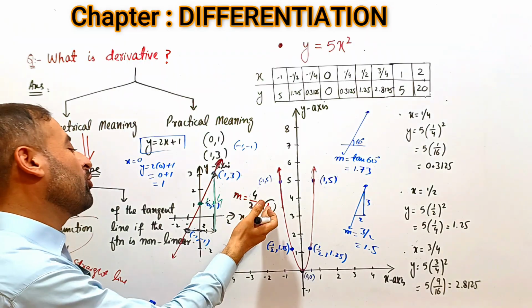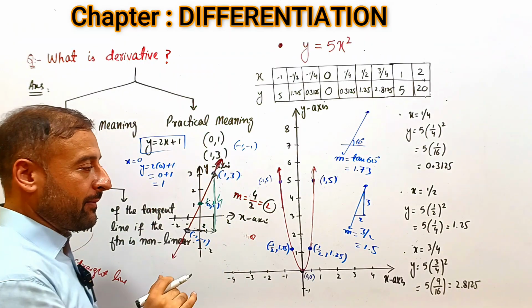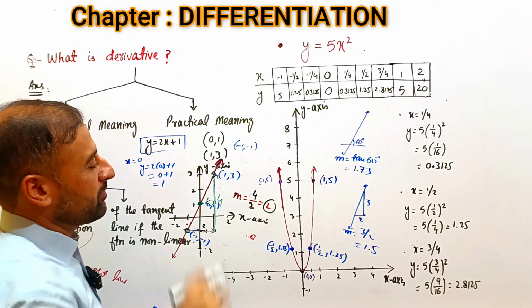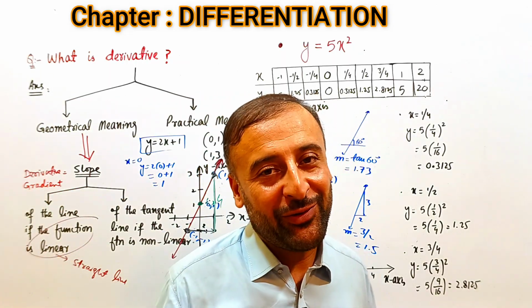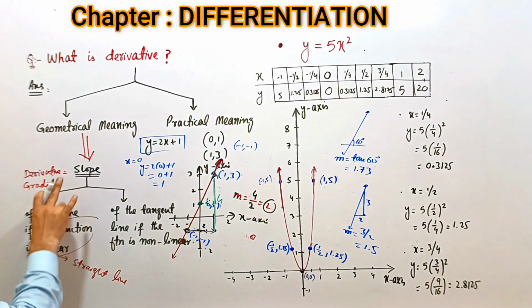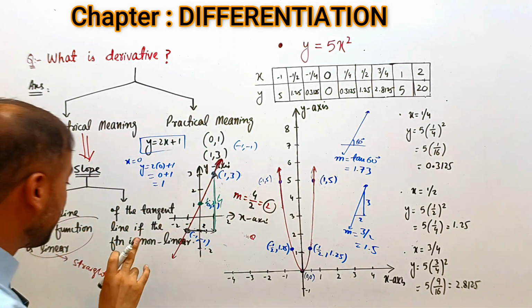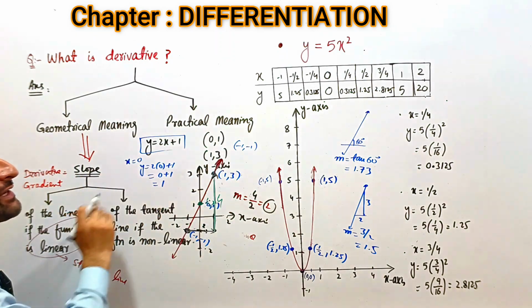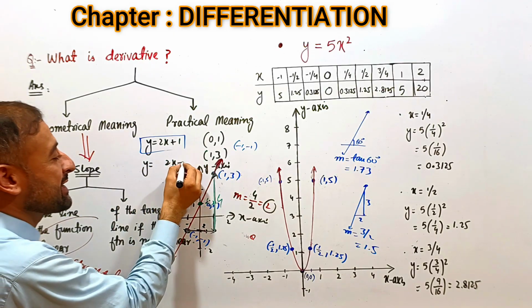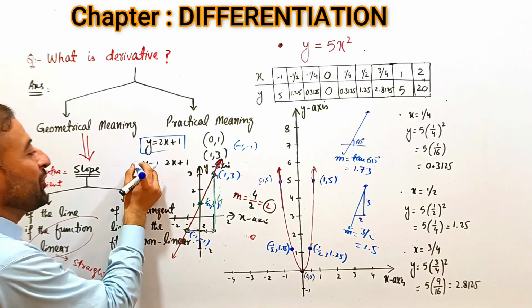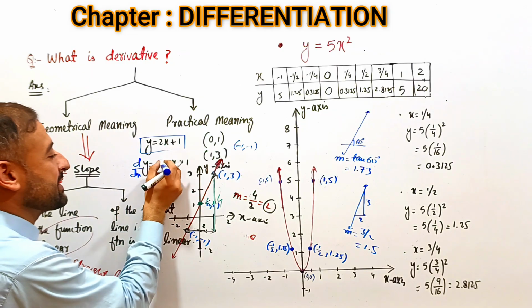So how do we get the slope? Without drawing the graph, without getting into this graphical solution, you could simply solve it by taking the derivative. That's what I have written. The derivative shows the slope of the line. This is the given function, y is equal to 2x plus 1. You say differentiate with respect to x.